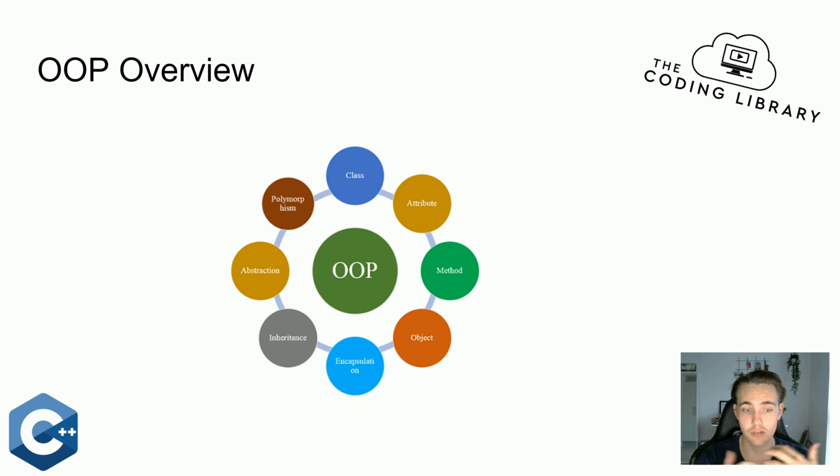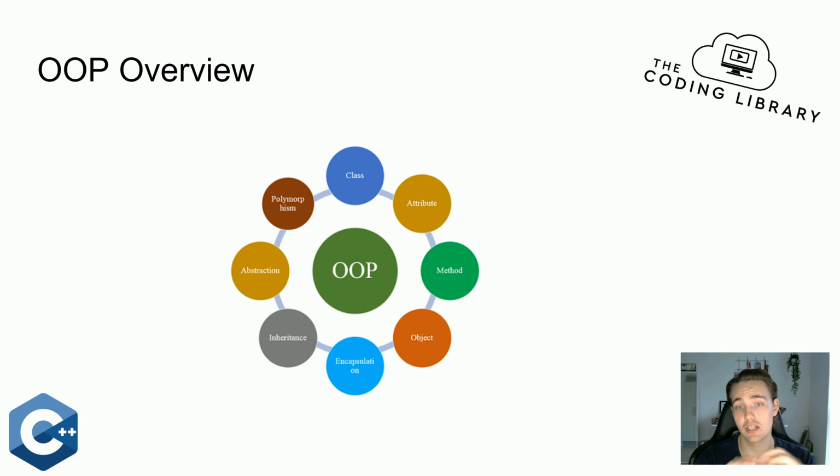We also have abstraction here, where we put away all the unnecessary information that we don't want the user to interact with, because it's not important for the user. And we also have polymorphism, which we're also going to cover in another video, where we can override different kinds of functions.